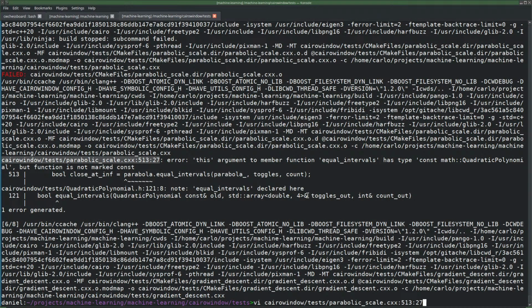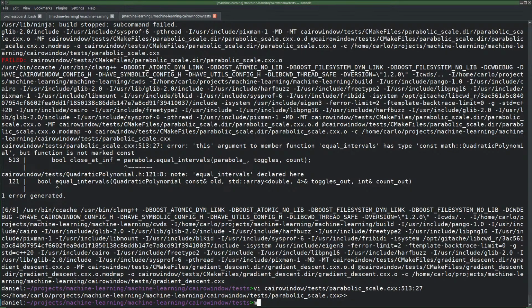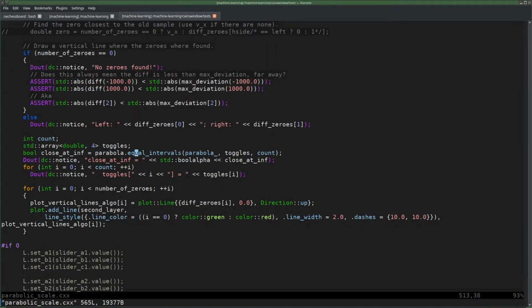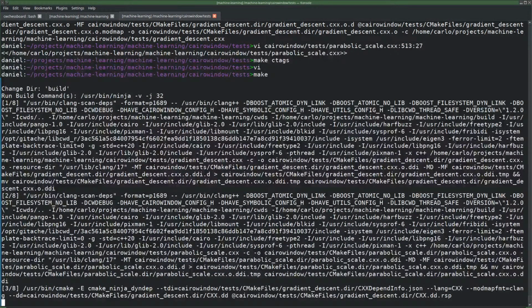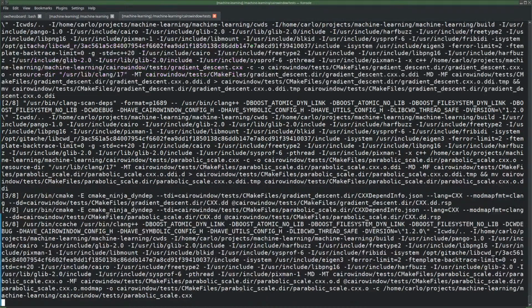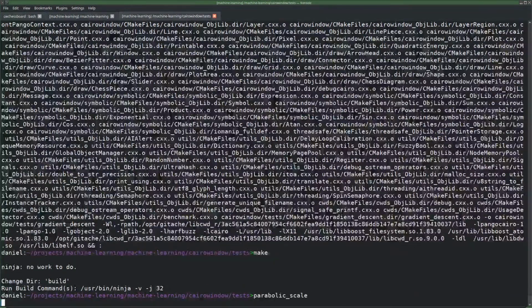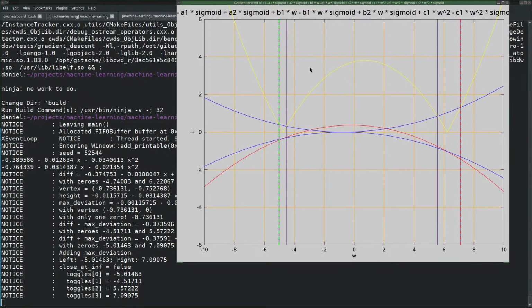This argument equal interest is type const. Okay, make syntax vr. Equal intervals probably should be constant. Now, this worked because I did that while off screen.